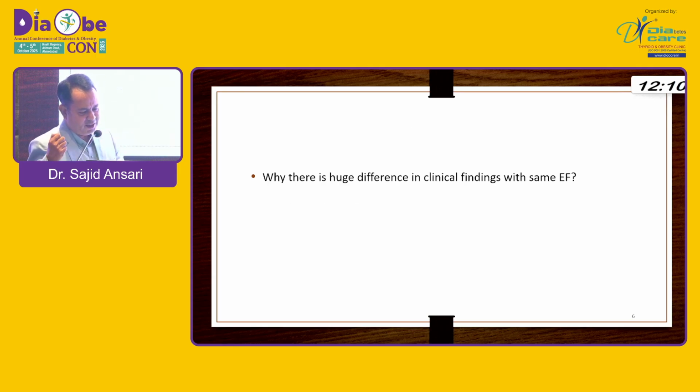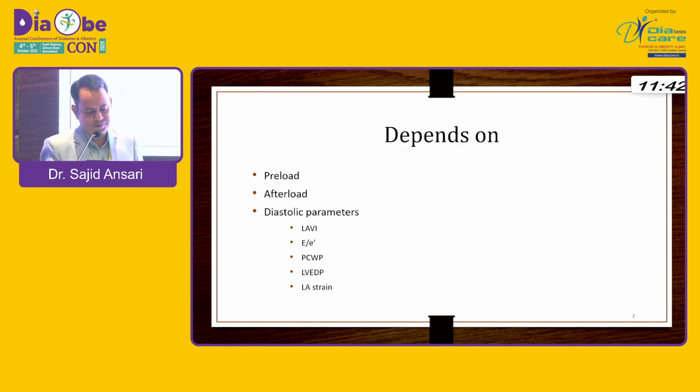So why is there a huge difference in clinical findings with the same ejection fraction? This should be addressed. And our physician friends should not see only that the EF is 60% and say you are all right, go and enjoy your life. A triple vessel disease patient with ejection fraction 70%, because you are looking at the patient lying down in a comfortable position. An unstable angina patient, non-STEMI patient, EF is very good. What is the problem? So think beyond the ejection fraction.